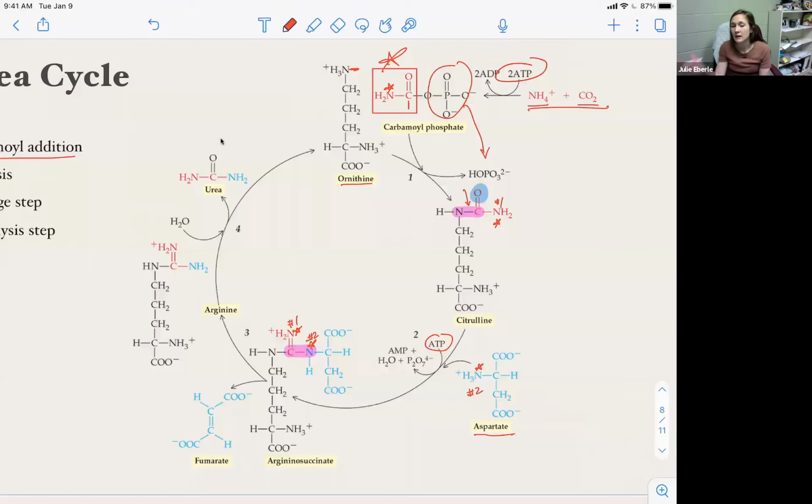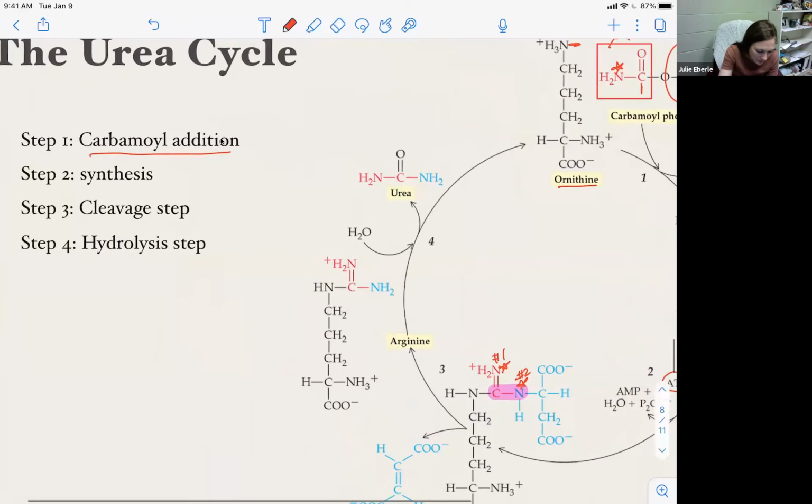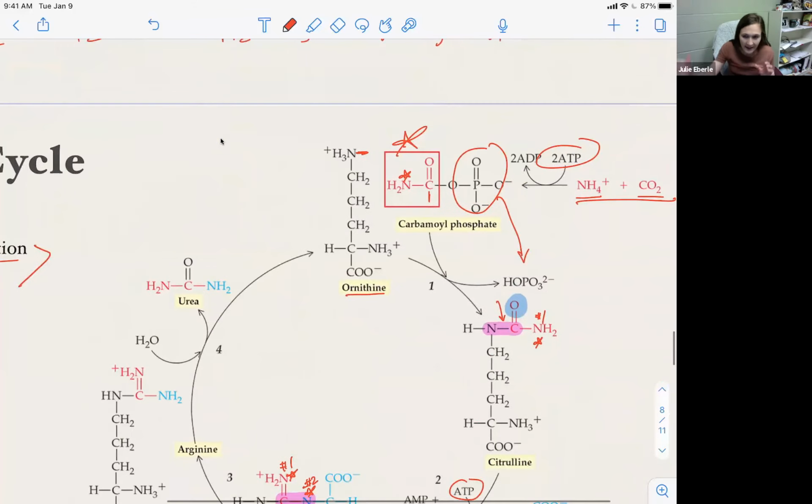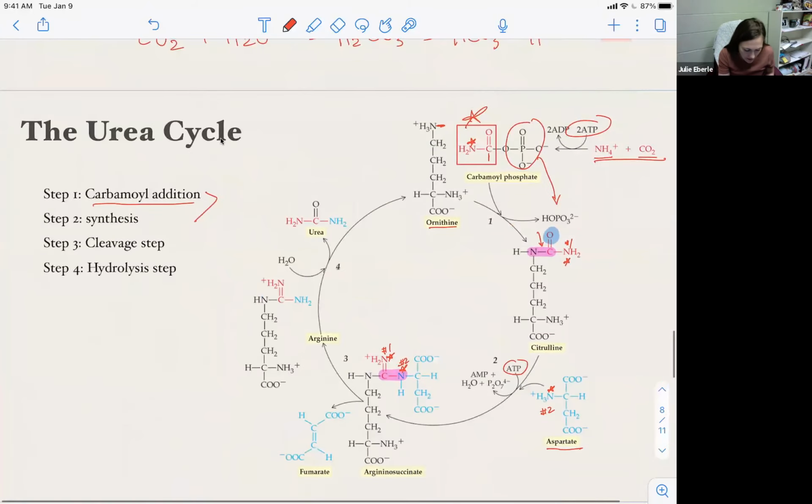But the same reason I mentioned yesterday, this is a common theme in metabolism, is that to metabolize something, to break it down, we have to destabilize the substrate. So these first 2 steps, we're essentially adding things on to ornithine to destabilize it. Because here's what we're about to do. We're about to cleave some stuff off. So these are called destabilization steps.